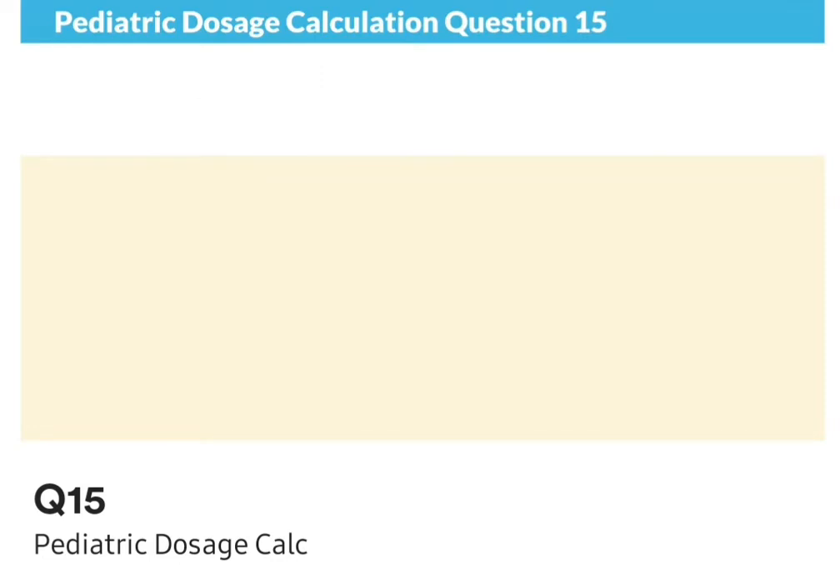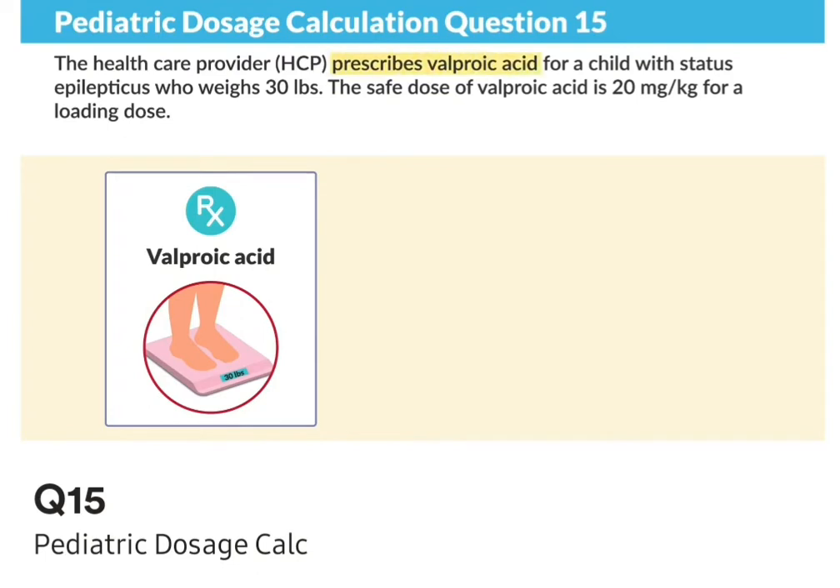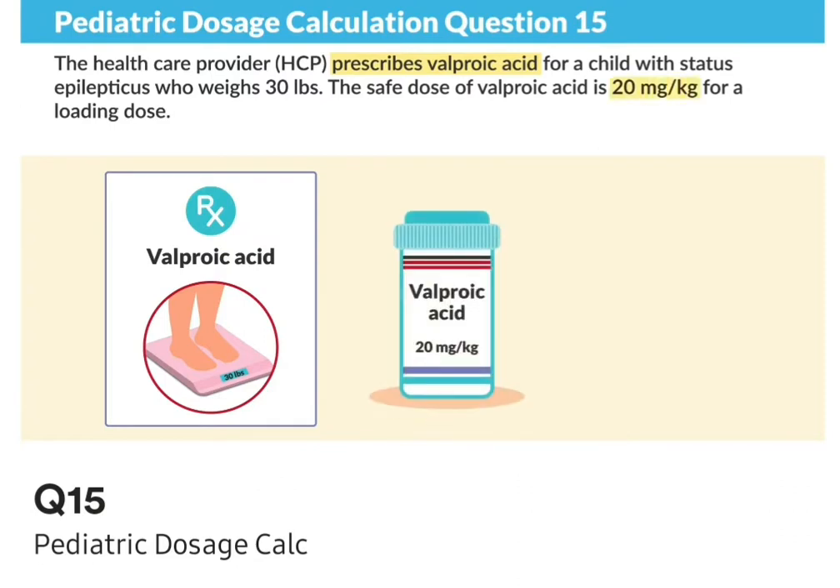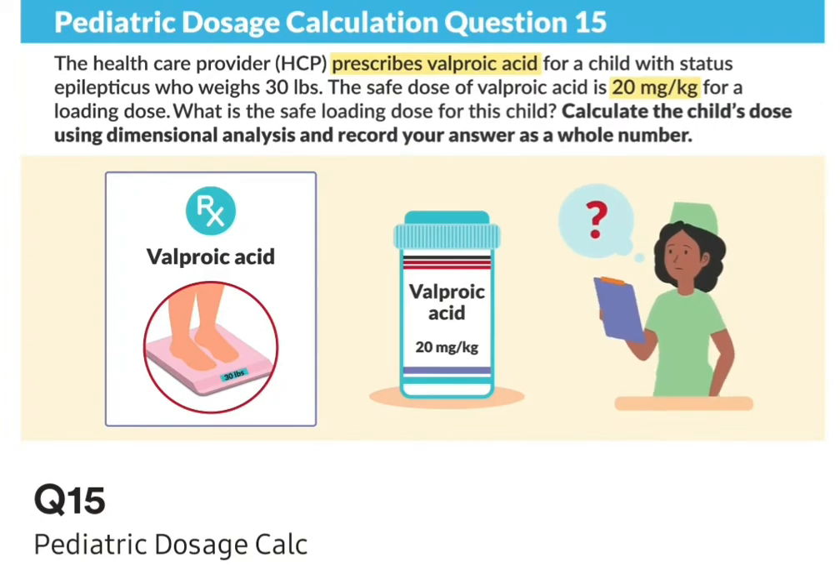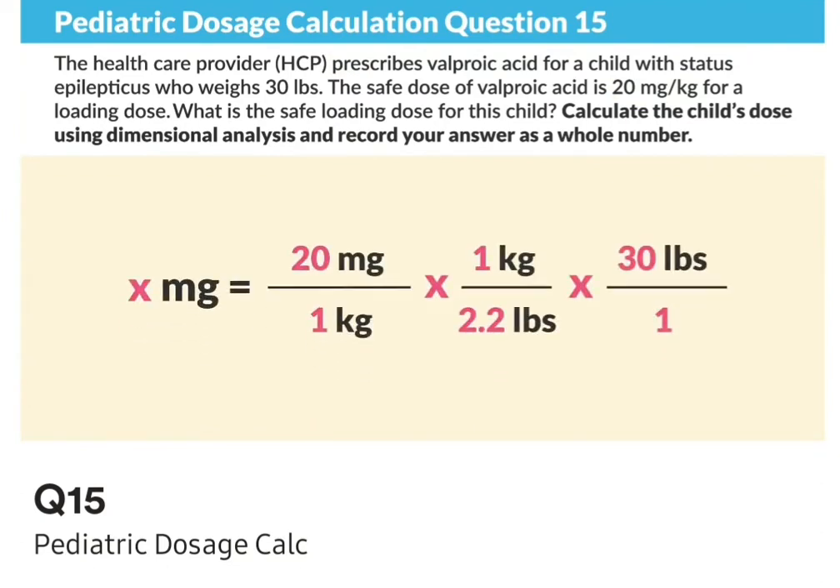Now, moving on to question 15. The provider prescribes valproic acid for a child with status epilepticus who weighs 30 pounds. Now, the safe dose range of this is 20 milligrams per kilogram for the loading dose. So what is the safe loading dose for this child? All right, same exact way we've done everything. Let's set up the formula here. We're solving for X milligrams, right? So take the number for valproic acid that the question has given you. So 20 milligrams, right? We're doing 20 milligrams over kilograms.